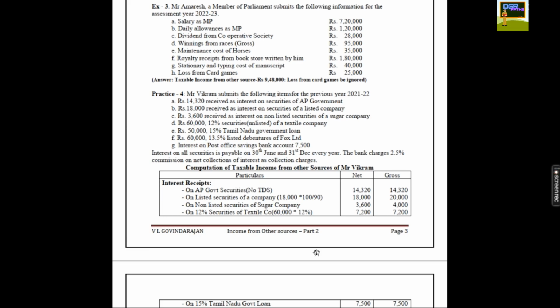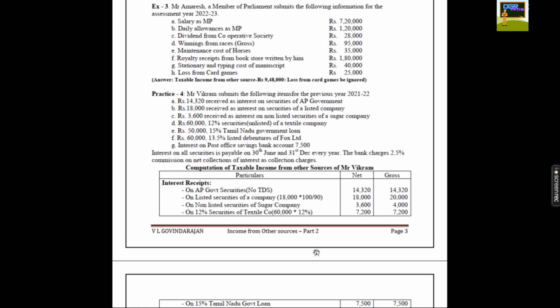Particulars, net and gross interest receipts. First one is the Andhra Pradesh government. It is a government security, so no TDS. So net and gross are the same amount. Second one, 18,000 received as interest on securities of a listed company. 18,000 is the net amount, but the gross amount will be 20,000 because the TDS rate is 10%.